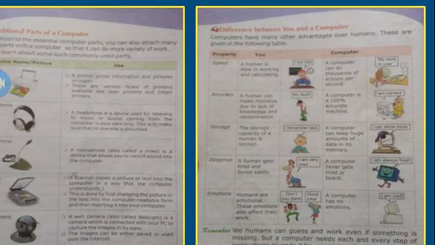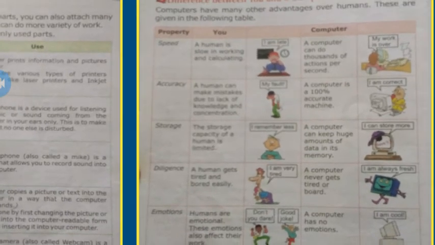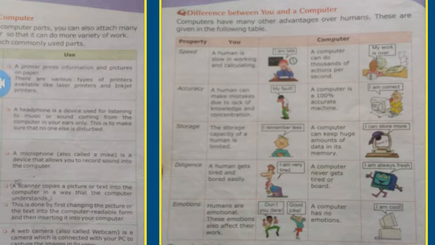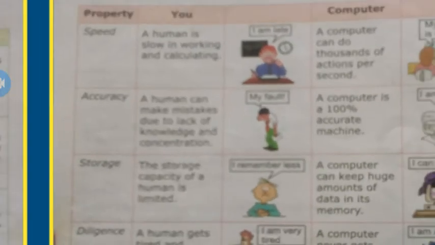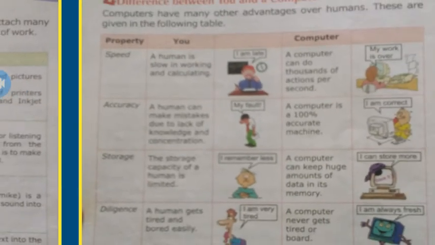Now students, I am going to discuss about the difference between we and computer, you and the computer. Students, why is computer speed good, accuracy? So we will discuss about this. Students, first of all, speed. A human is a slow working calculator. I am late. He is saying I am late. You can see. But computer can do thousands of actions per second.